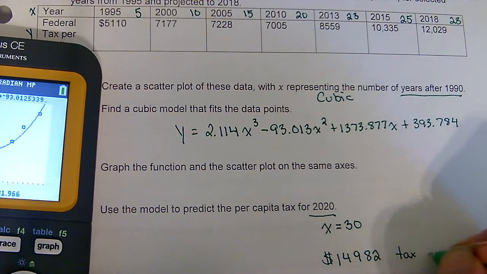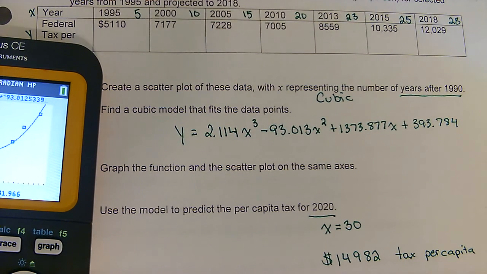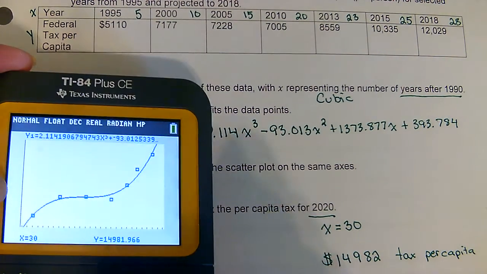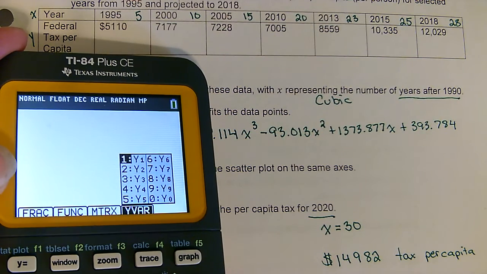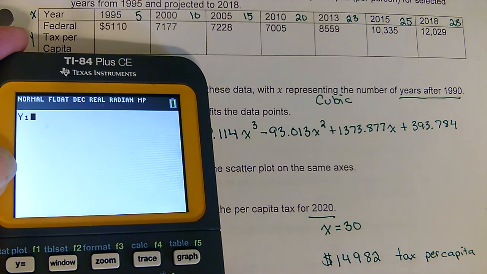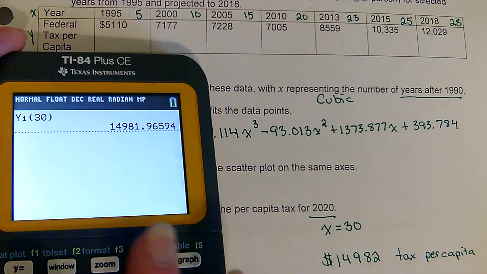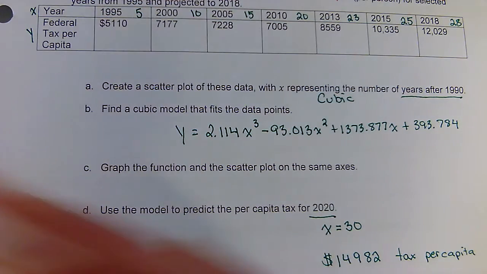Tax per capita. All right, there's another way we could plug in that 30. If we go to the home screen and do Alpha F4, we pull up Y1 parentheses 30, and that's going to plug in 30 into Y1. That's another way to do it. And I rounded up to the whole because it was so many decimal places.